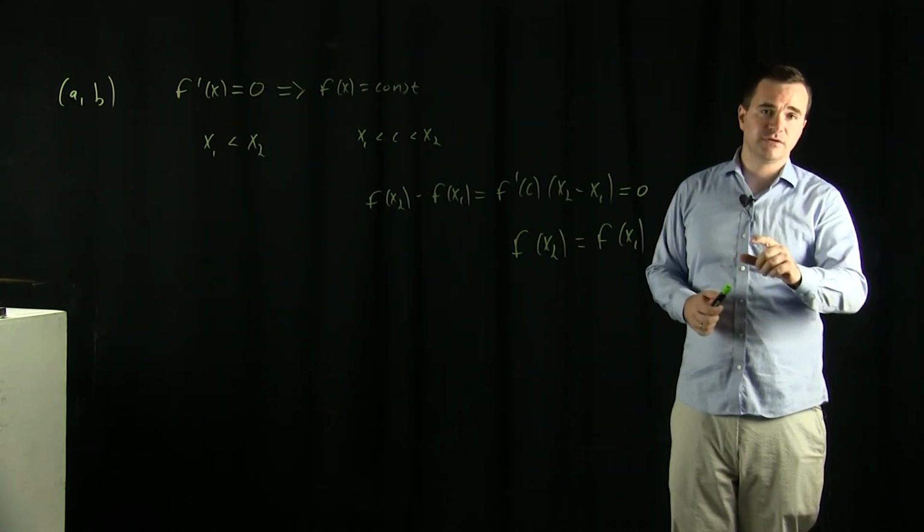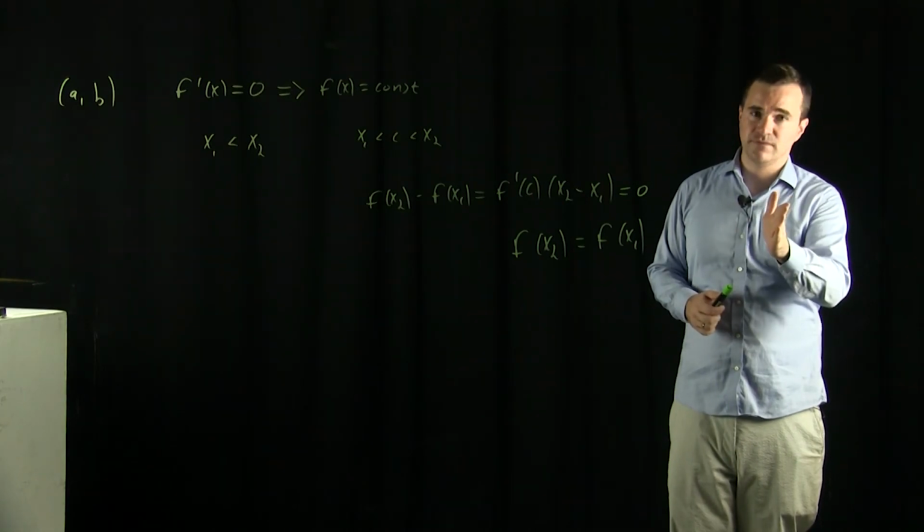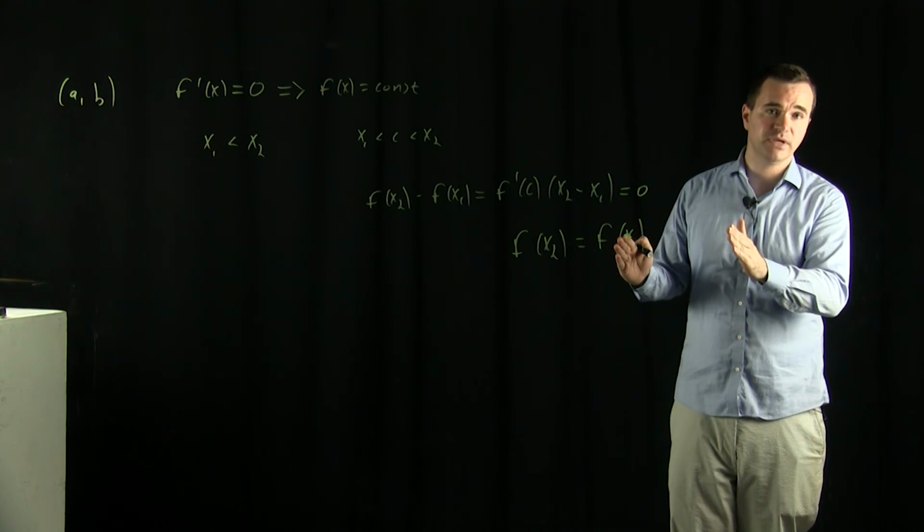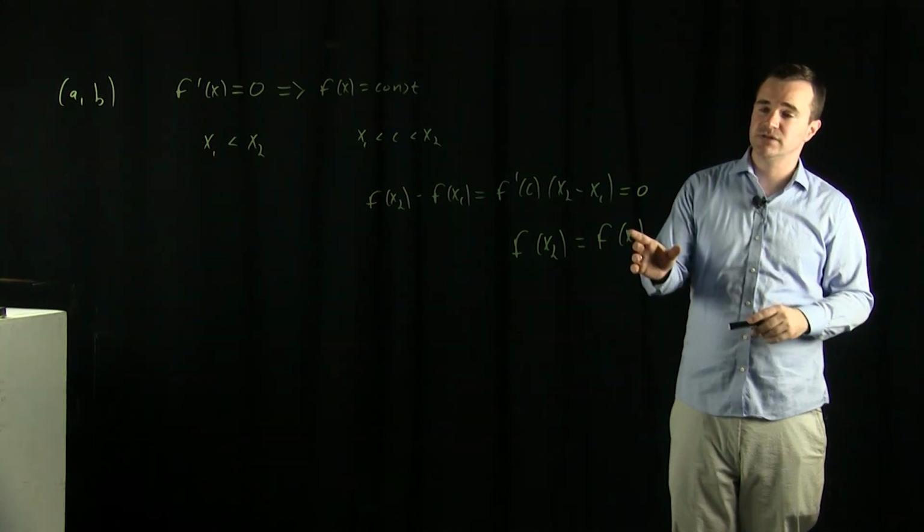Just because the derivative is 0 at a particular point doesn't mean the function is constant. But if that derivative is equal to 0 on a full interval from a to b, then it is true that your function is a constant.